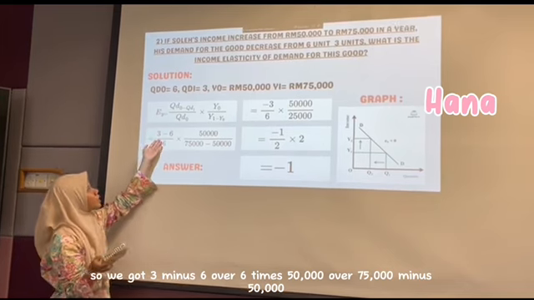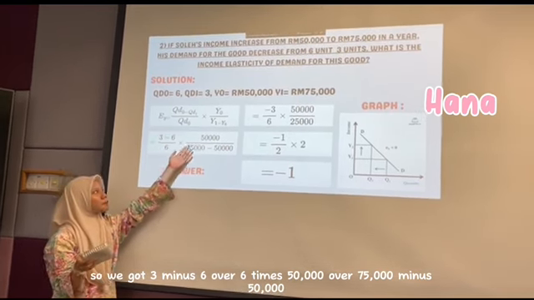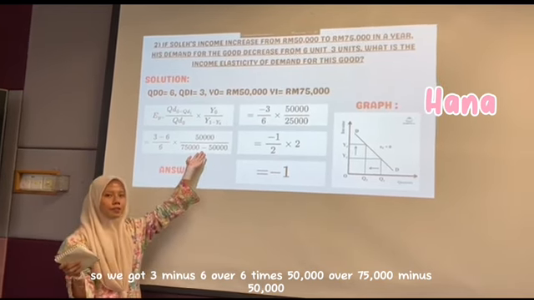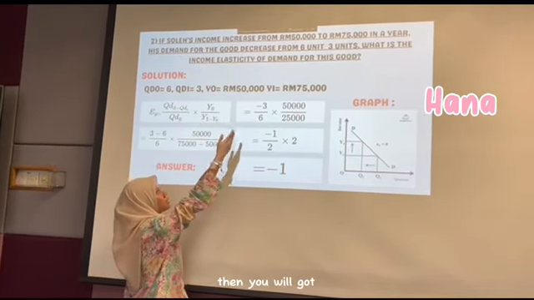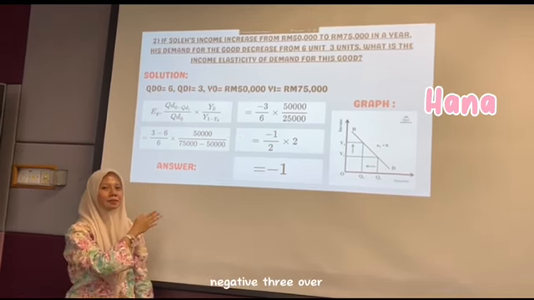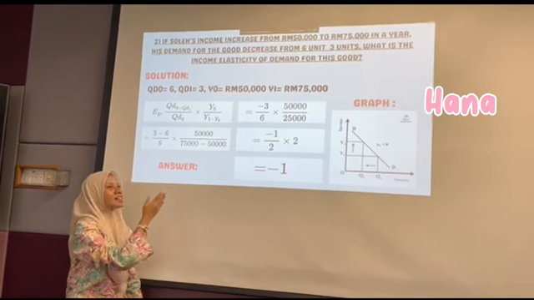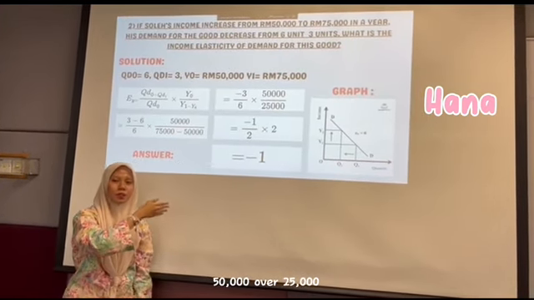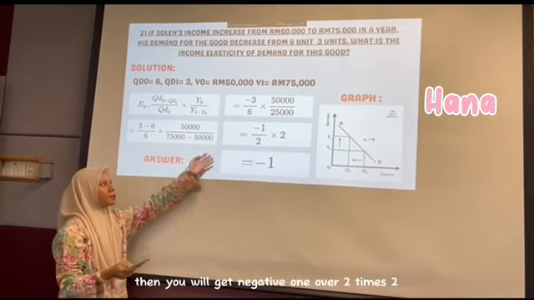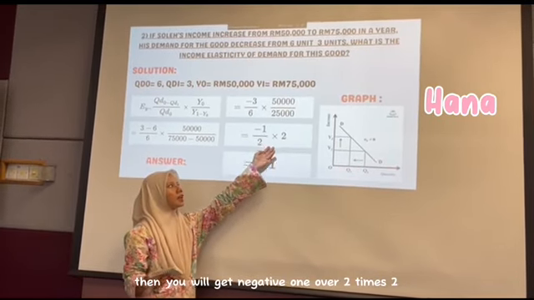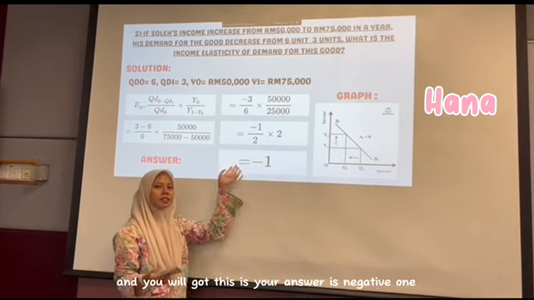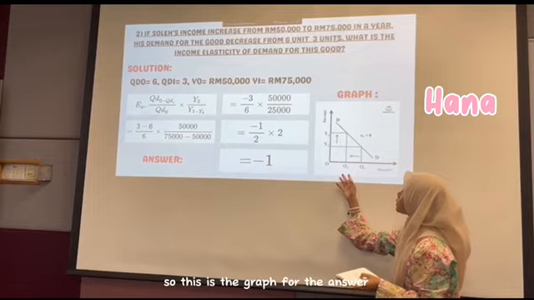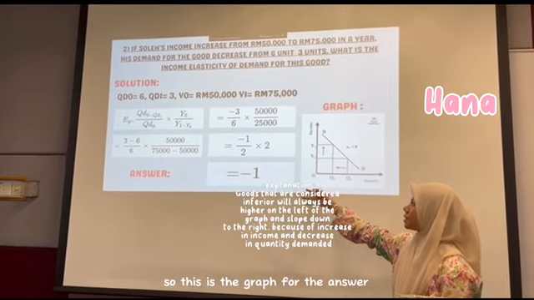So we get 3 minus 6 over 6 times 50,000 over 75,000 minus 50,000. Then you will get negative 3 over 6 times 50,000 over 25,000. Then you will get negative 1 over 2 times 2, and this is the answer, negative 1. And the last one is the graph. So this is the graph for the answer.